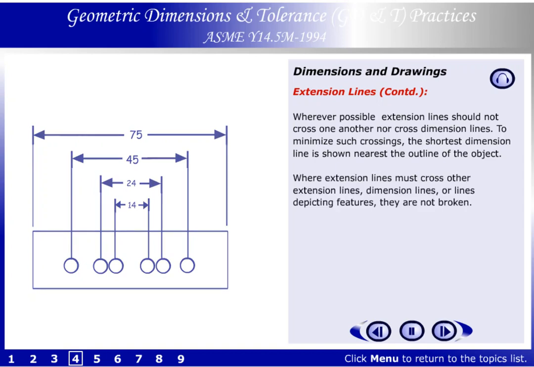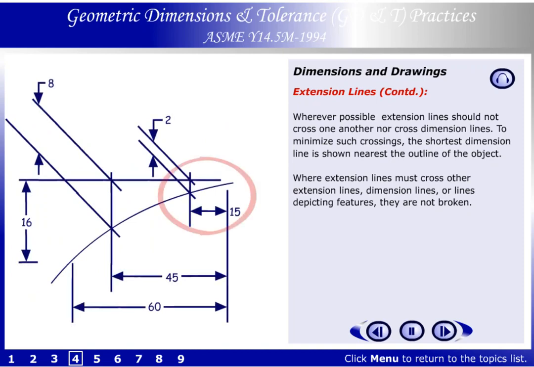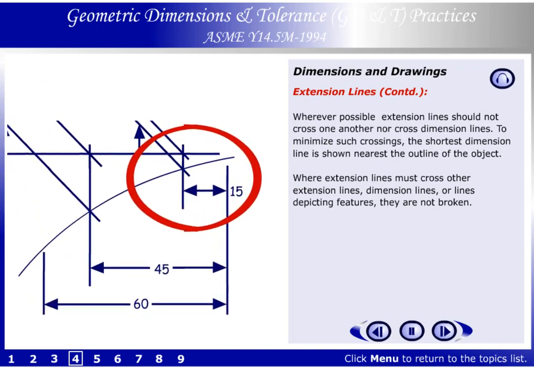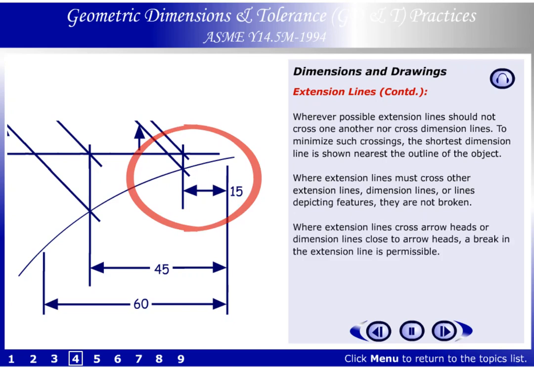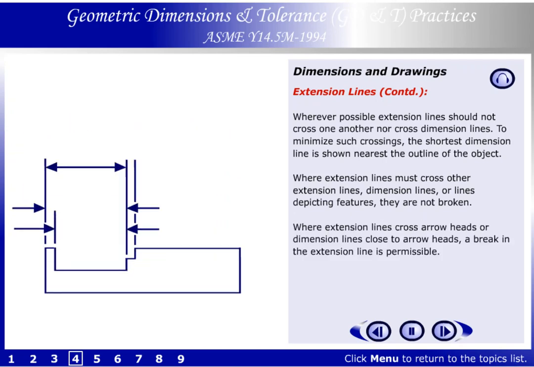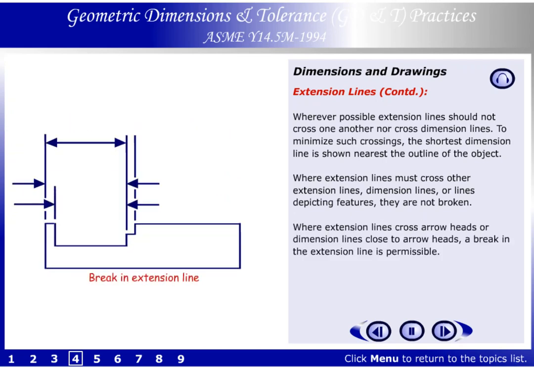Where extension lines must cross other extension lines, dimension lines, or lines depicting features, they are not broken. Where extension lines cross arrowheads or dimension lines close to arrowheads, a break in the extension line is permissible.